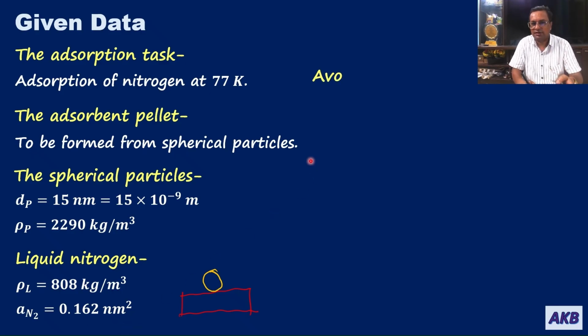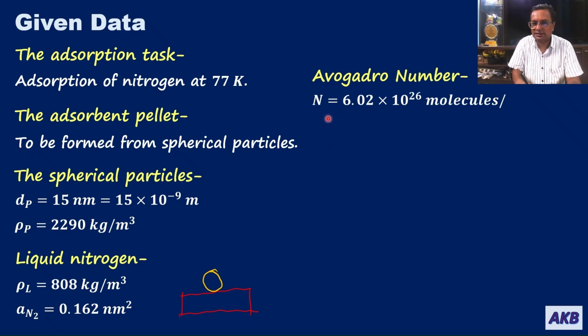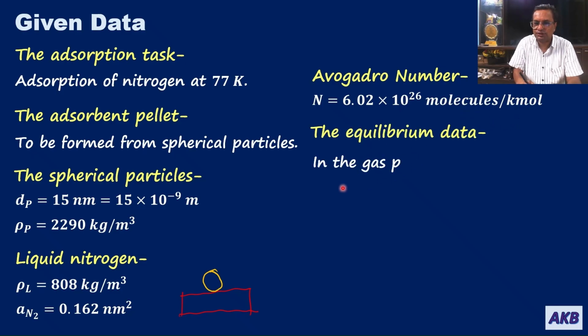This is given to us. Then the Avogadro number is given. I will denote it by capital N. So capital N is 6.02 into 10 to the power 26 molecules per kilomole. The equilibrium data is given to us.